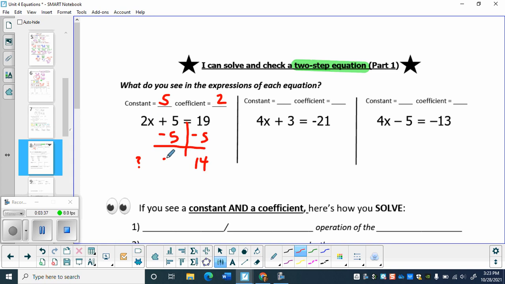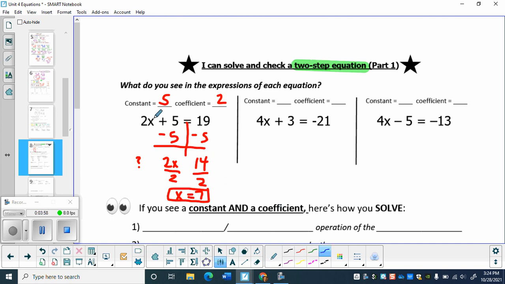So that means there's some number out there times 2 that gives me 14. And to show it in the language of algebra, we're going to divide both sides by the coefficient. And here we're going to get a 7. Now, if you're just copying and taking notes, that's all good, but I'm getting ready to go back through this problem and explain it one more time.